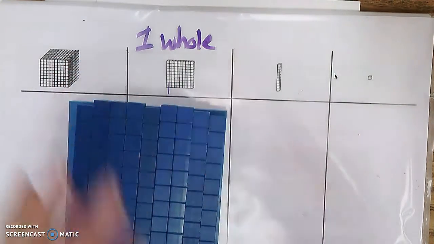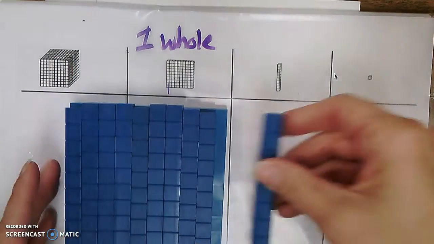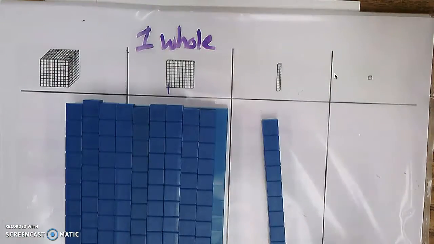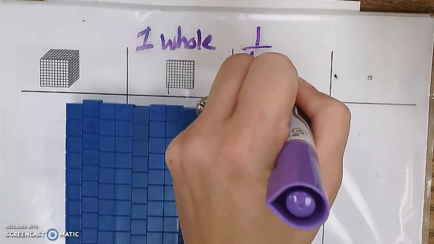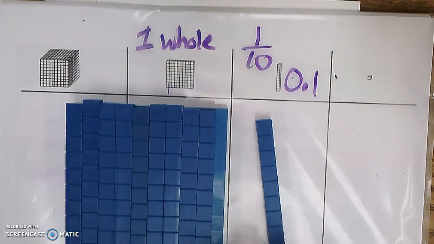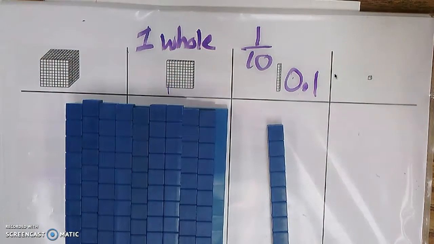So if it takes 10 rods to make one whole, that means that this is 1/10, or in decimal form, it is 0.1. This is 1/10 because this is one whole.